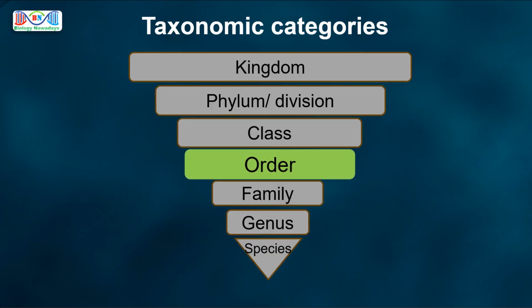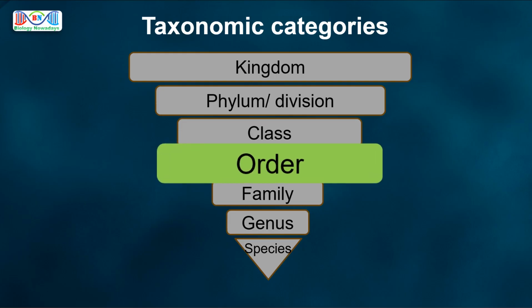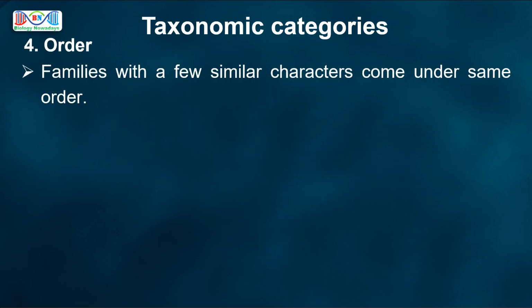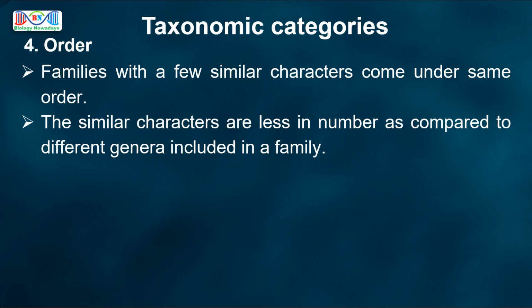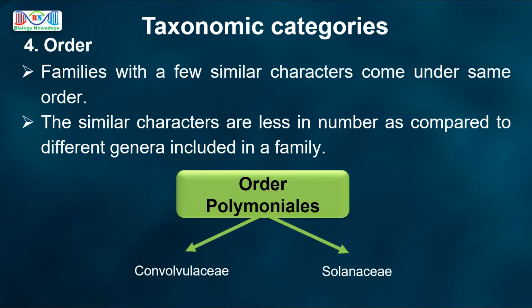Next higher category is order. Families with a few similar characters come under same order. The similar characters are less in number as compared to different genera included in a family. For example, plant families like Convolvulaceae, Solanaceae are included in the order Polymoniales, mainly based on the floral characters.